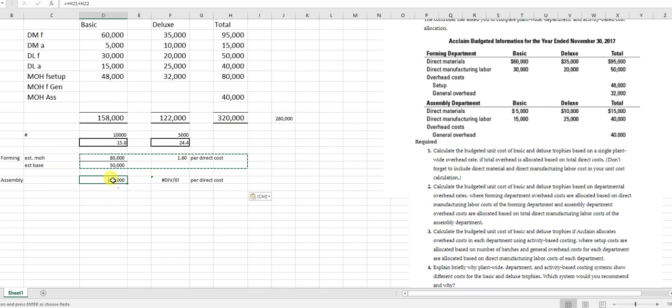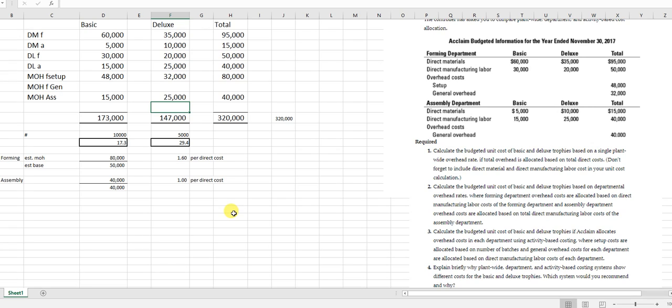Okay, so my assembly department overhead costs are 40,000, and I'm going to divide it by total direct manufacturing labor costs of the assembly department. So my assembly direct labor costs are 15 plus 25, or the 40,000 total there. So I'm going to have it as $1 per direct cost. So now I'm going to go down here, and I have my 15,000 times my $1, and I'm going to have my 25,000 times my $1. Okay.